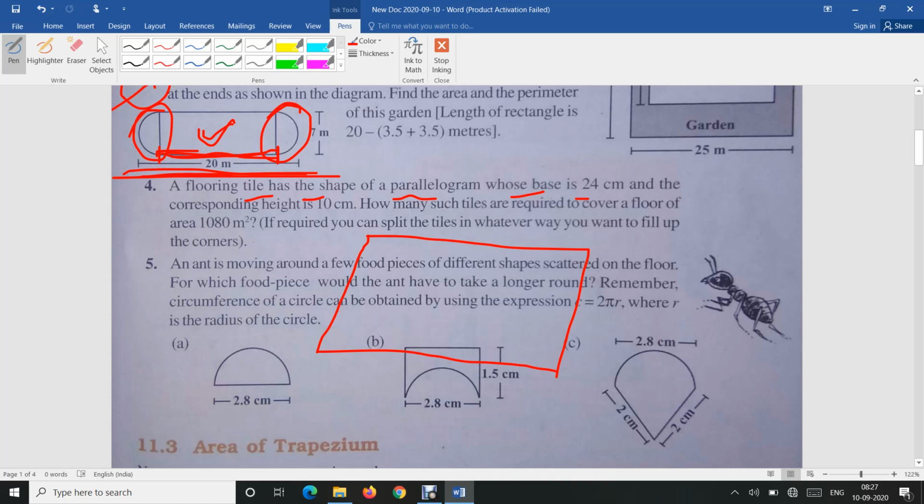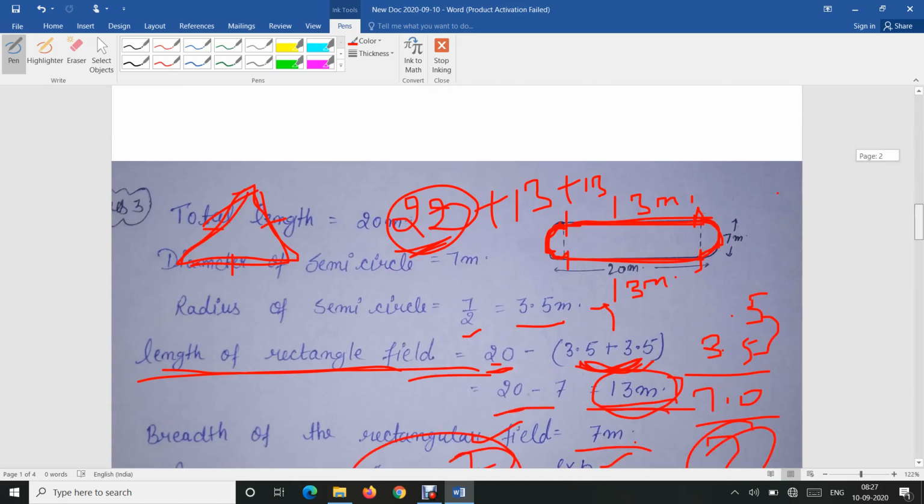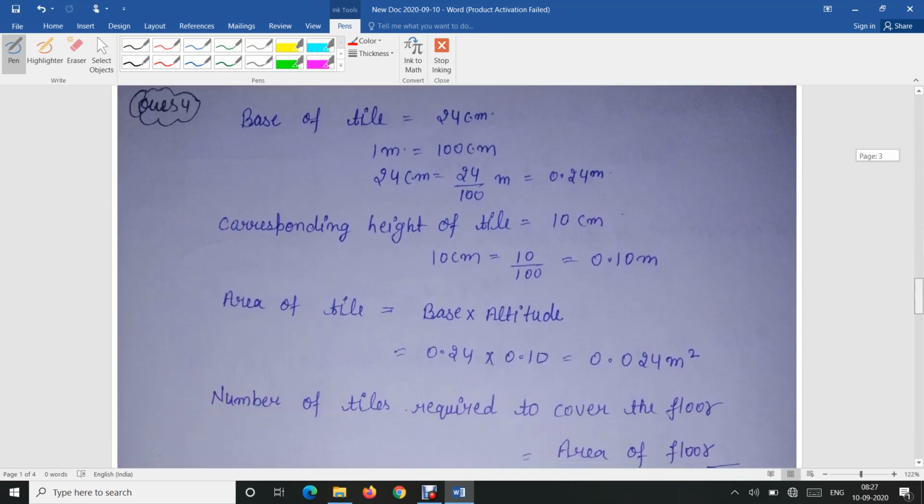This is the parallelogram whose base is 24 centimeter and the corresponding height is 10 centimeter. How many such tiles are required to cover a floor of area 1080 meter square? That means the area of the floor, which is in the shape of a parallelogram, is also given, that is 1080 meter square. Now we can find the solution for this question.